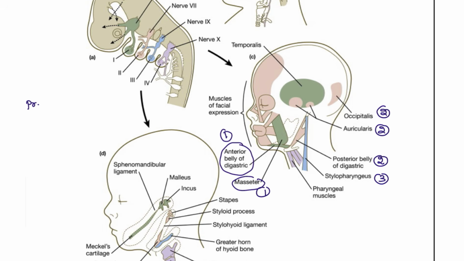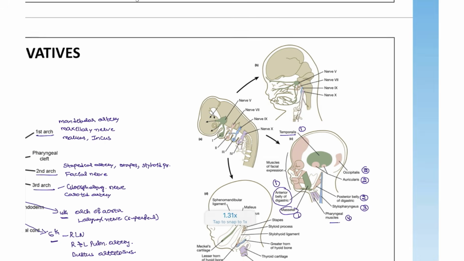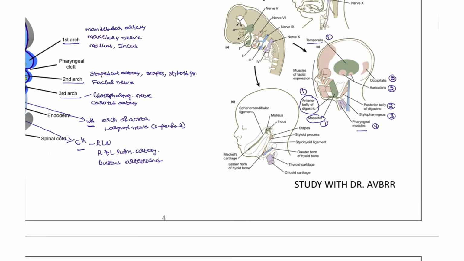Next, stylopharyngeus belongs to the third arch, and the fourth arch is the pharyngeal muscles. Also temporalis is the first arch. These muscles are also in the first and second arch derivatives.